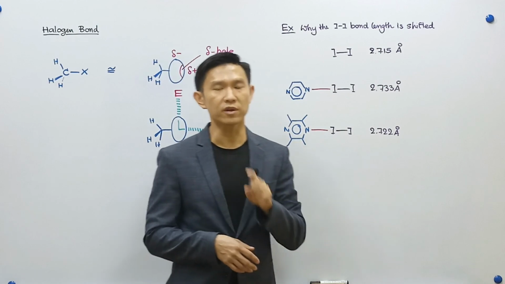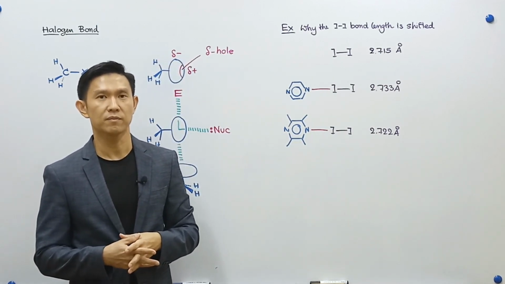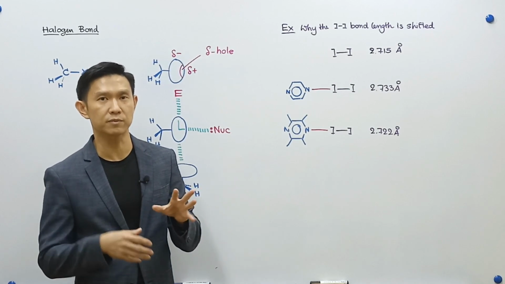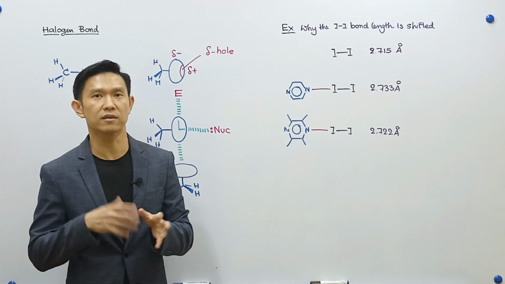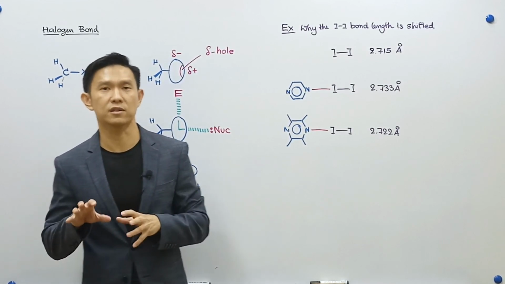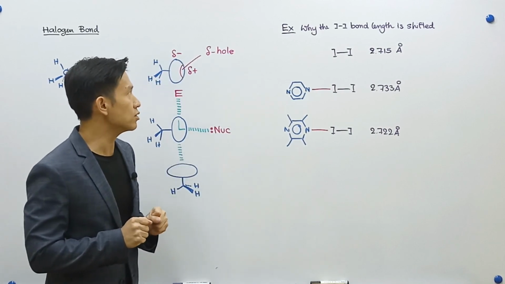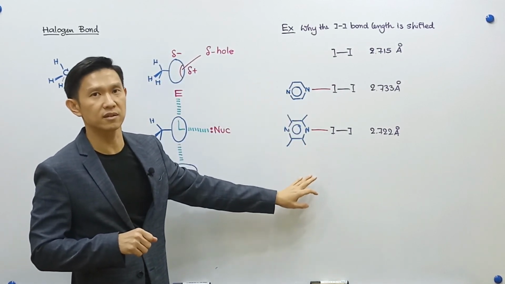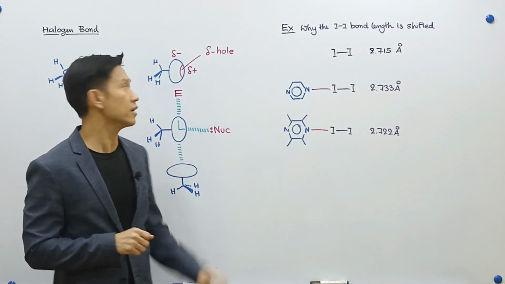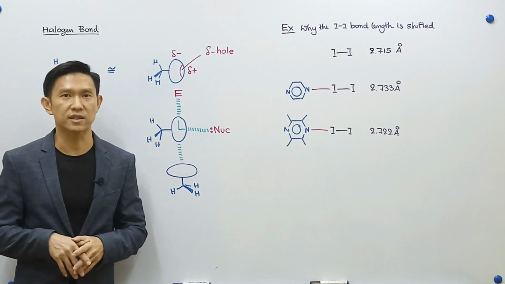Okay? If the bond length is shifted, that means we have molecular interactions, because a shifted bond length means the bond is weakened or strengthened by the environment, by other neighbor molecules. So I want you to explain why the bond lengths are shifted in this way, using the halogen bond. Okay, and I will give you the correct answer in the next video.